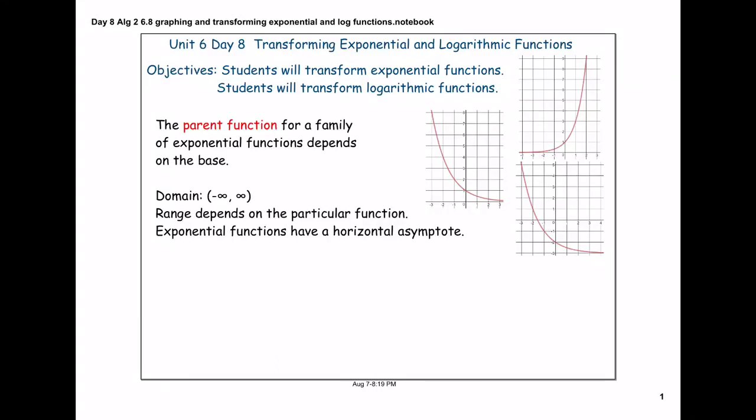Unit 6, Day 8, Transforming Exponential and Logarithmic Functions. Today you will transform exponential and logarithmic functions.